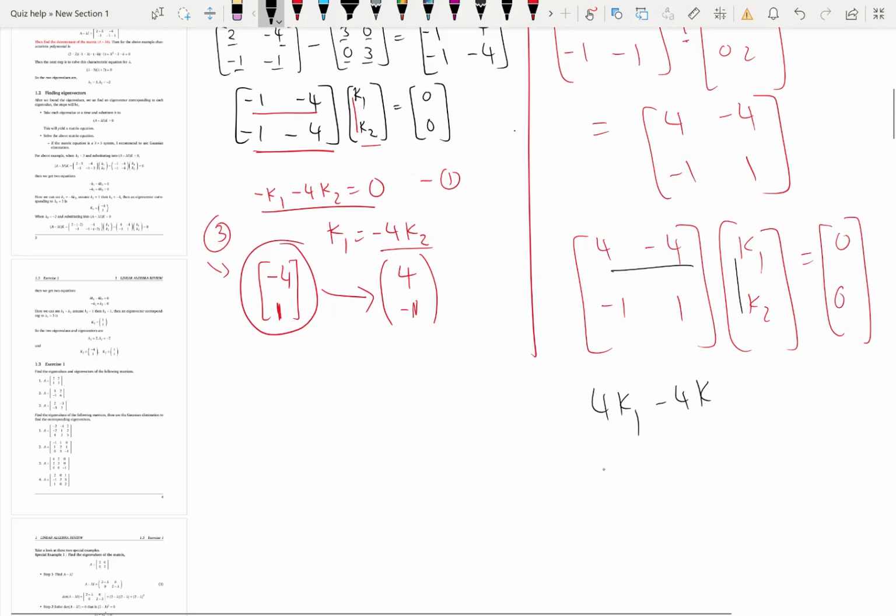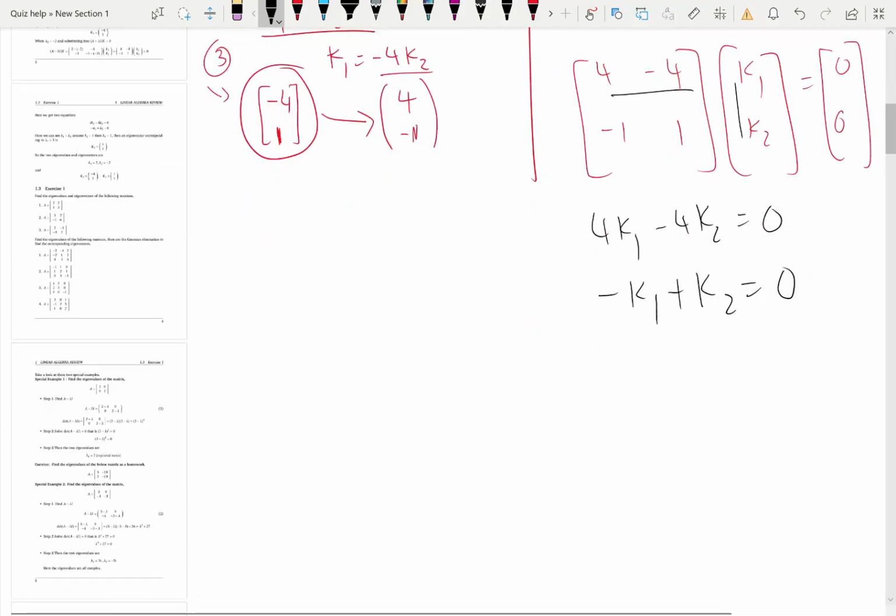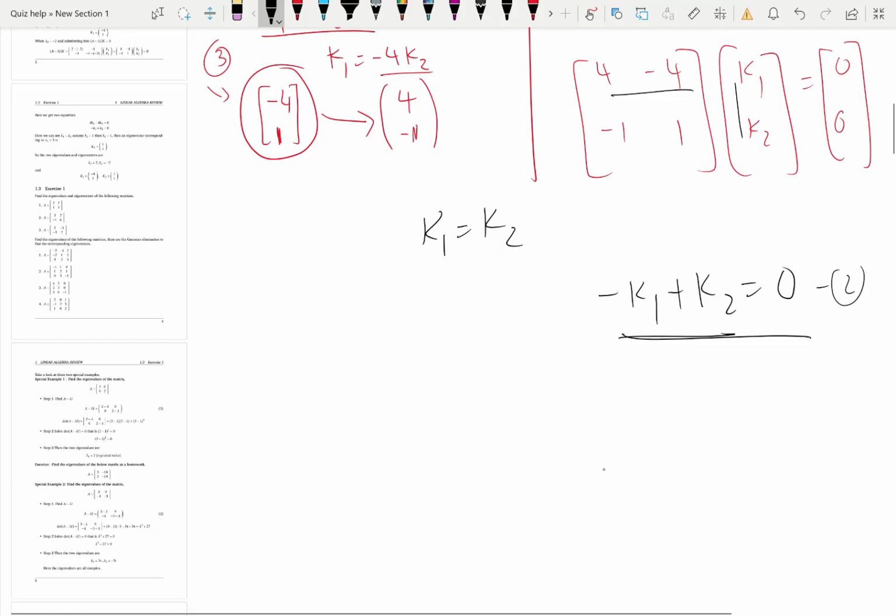4k1 minus 4k2 is equal to 0. -k1 plus k2 is equal to 0. Now do you get the same equation? You should. Pause it and check. You can multiply the second equation by -4. So -k1 times -4 is 4k1. -4 times k2 is -4k2, right? So you can scratch out one equation. Usually scratch out the difficult looking equation. Keep the simple looking equation, which is this. So k1 is equal to k2, right? Even if you use the previous equation, you divide by 4, eventually you get k1 is equal to k2.